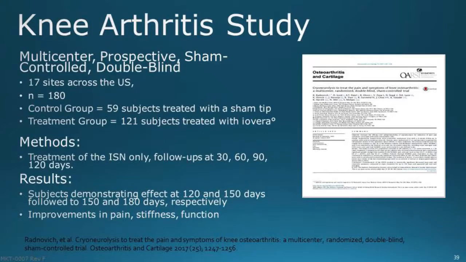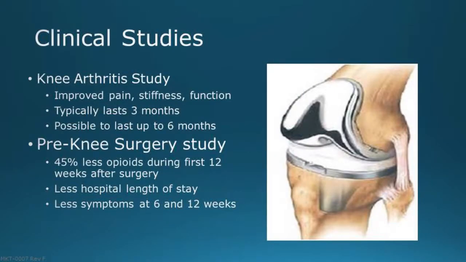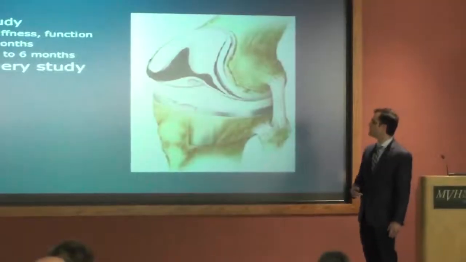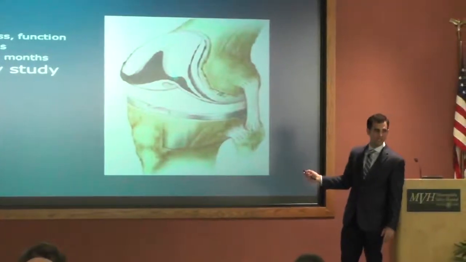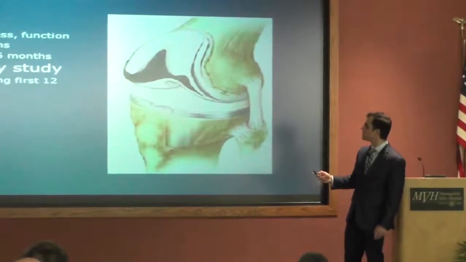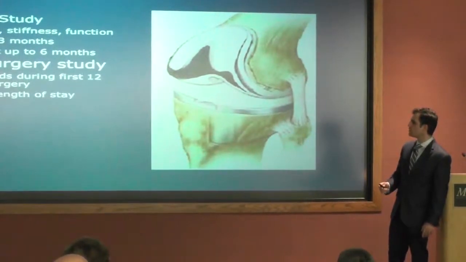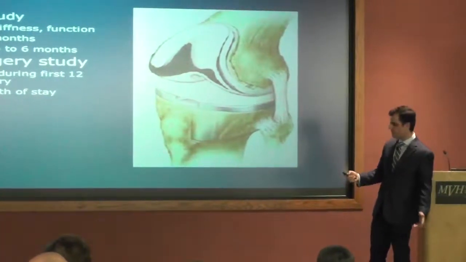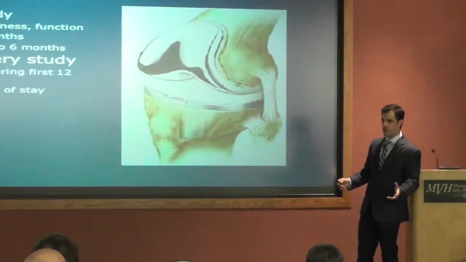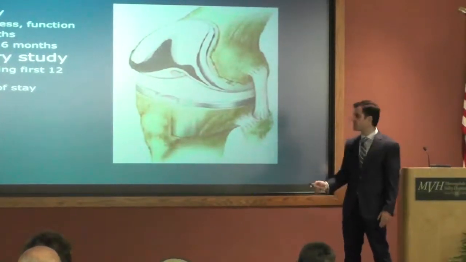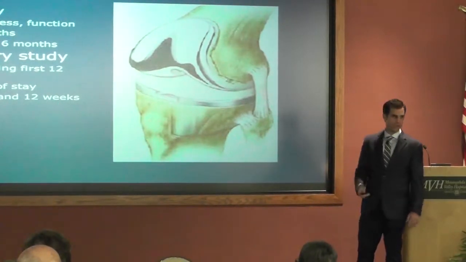Studies. So we have a knee arthritis study. I'm actually going to skip this part. In the knee arthritis study, it showed that there's improved pain, stiffness, and function. Typically lasts 3 months. We talked about that. Possibly lasts up to 6 months. There's a study for the pre-surgery. This is what we did here at the hospital. 45% less opioids during the first 12 weeks after surgery. Less hospital length of stay in this study, so most people were in the 1 day range instead of 2 days range after getting surgery for the knee. And then less symptoms at 6 and 12 weeks.